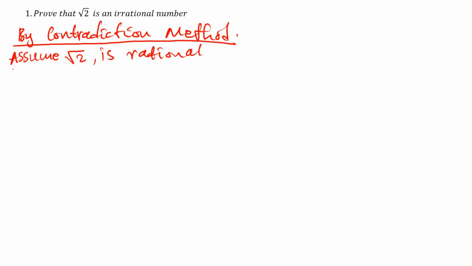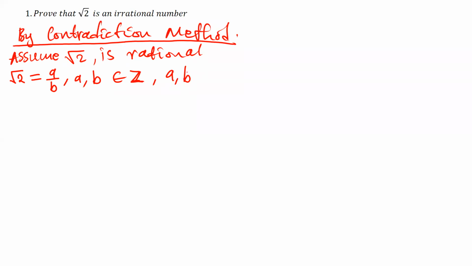So what is a rational number? A rational number is the number that can be expressed. So if we say the root of 2 is a rational number, it means that this root of 2 can be expressed in the form a over b, where a and b are members of what? Integers. This is how we defined a rational number. We said if any number is a rational number, it means that it can be expressed in the form a over b, where a and b are members of what? Integers.